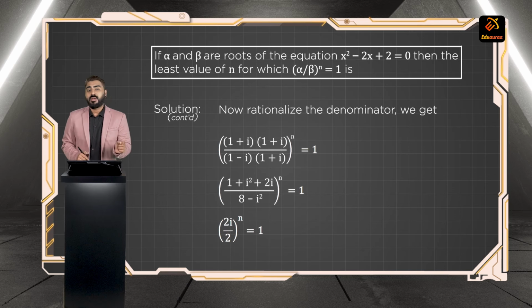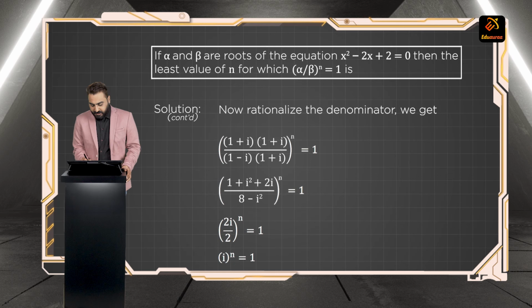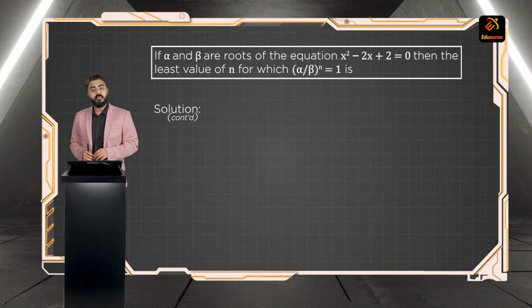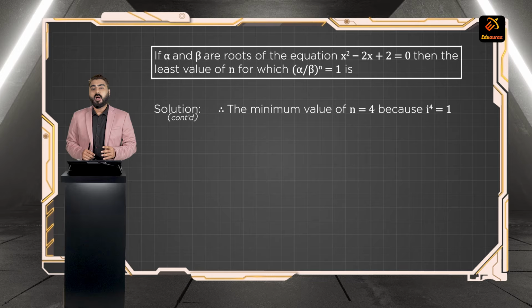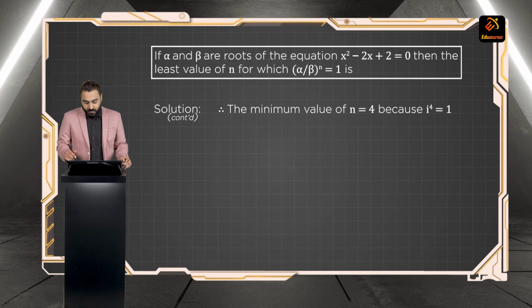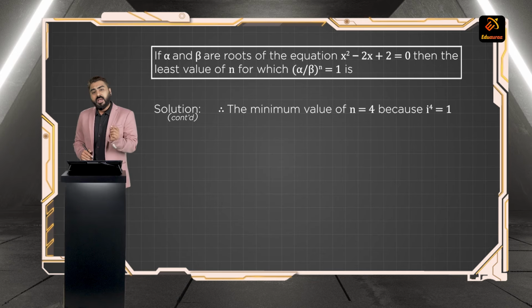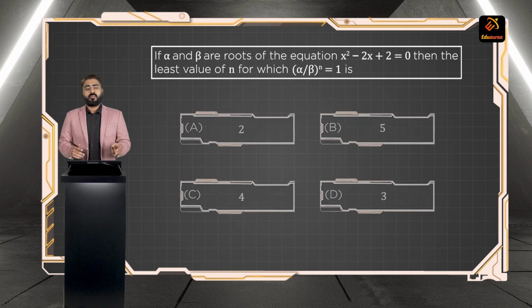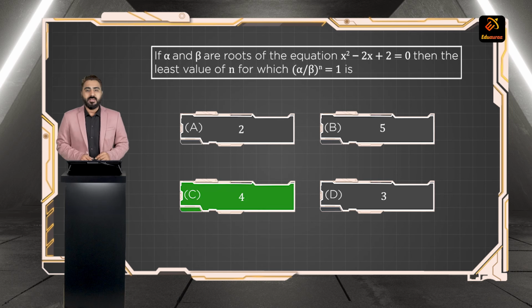So from this we can say that i raised to n is nothing but 1. So students, what is the minimum value of n here? Now the minimum value of n here will become 4. Why? Because we know that i raised to 4 is nothing but 1. Yes students, use the basic. So can we replace 1 with i raised to 4? And when we compare both sides, we get n is equal to 4. So if 4 is the correct answer, what is the correct option? None other than option C.